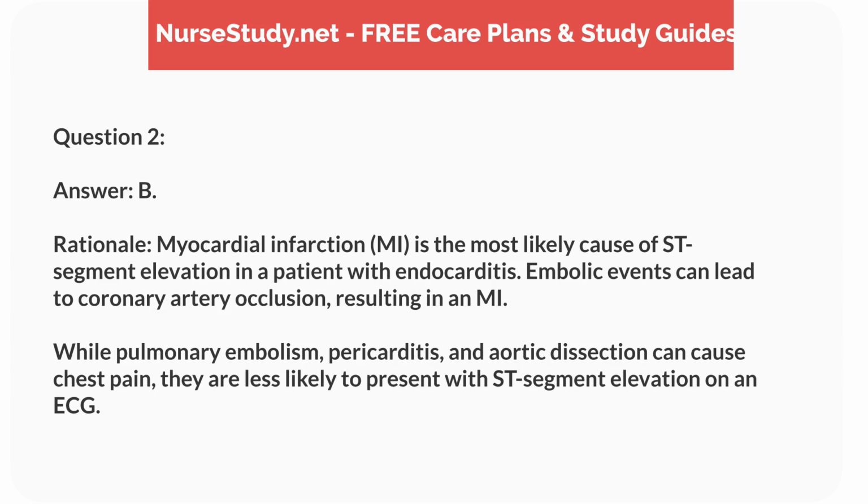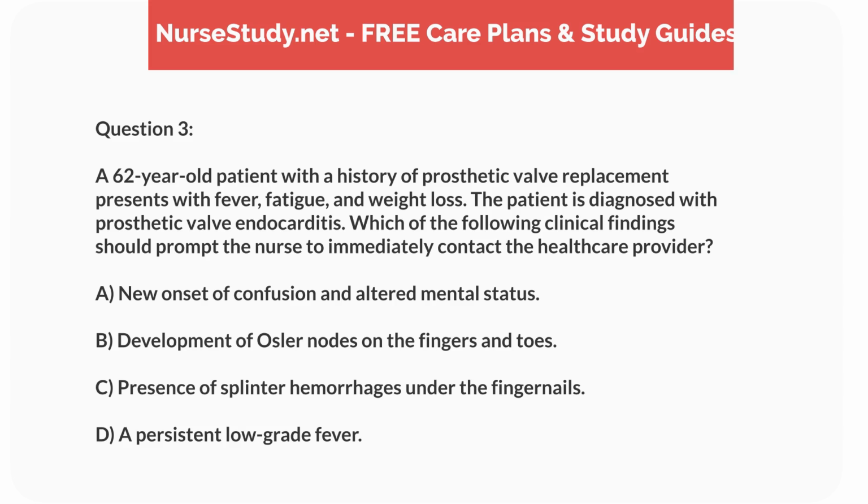Answer: B. Rationale: myocardial infarction, MI, is the most likely cause of ST segment elevation in a patient with endocarditis. Embolic events can lead to coronary artery occlusion, resulting in an MI. While pulmonary embolism, pericarditis, and aortic dissection can cause chest pain, they are less likely to present with ST segment elevation on an ECG.